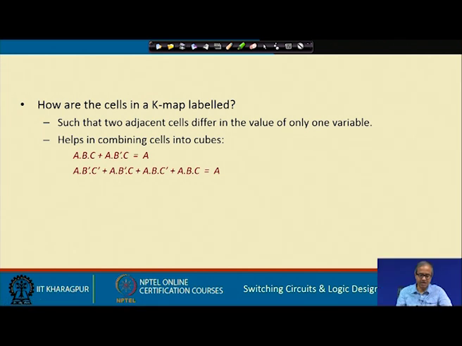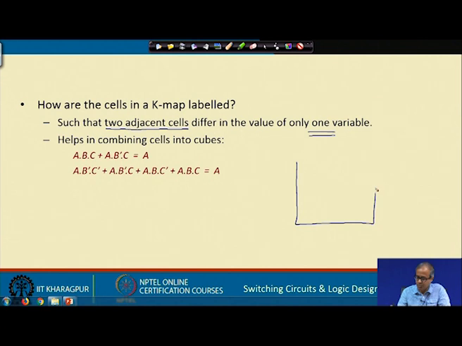So, now the question is, how do we label the cells in a Karnaugh map such that this property is ensured? Now, this is something which I have already mentioned, that we have mapped the minterms to the cells in such a way that a pair of adjacent cells will differ in only one variable, right. Now, if we can have that, for example, I will show you how a cube looks like. Suppose I have a cube like this, let us say it is a 4 by 4 cube.